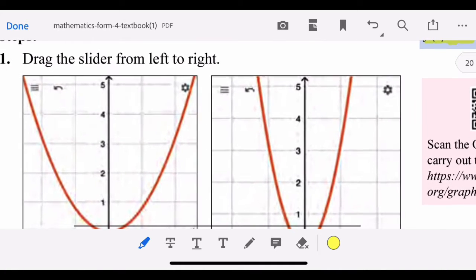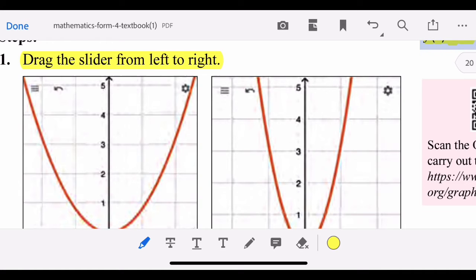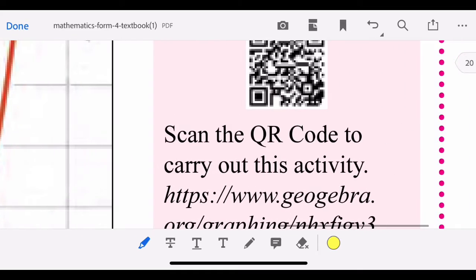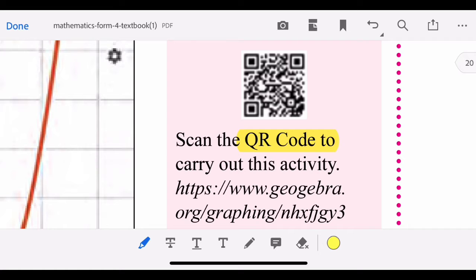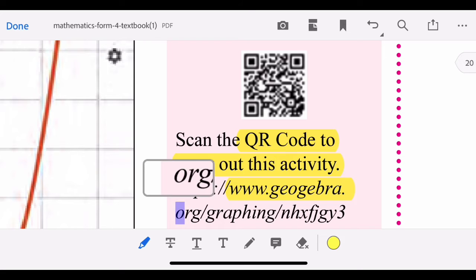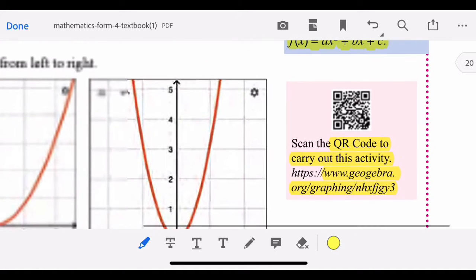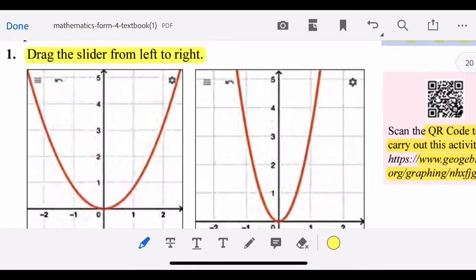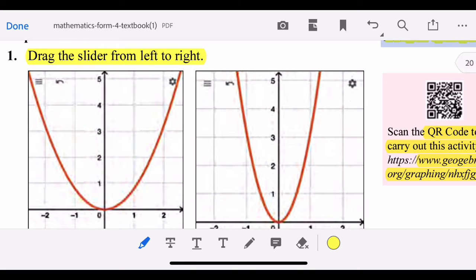Steps. First, drag the slider from left to right. Before that, you need to scan the QR code here. Scan the QR code to carry out this activity. It is at the website www.geogebra.org/nhxfjgy3. After you scan the QR code, you have to follow the steps. Drag the slider from left to right.